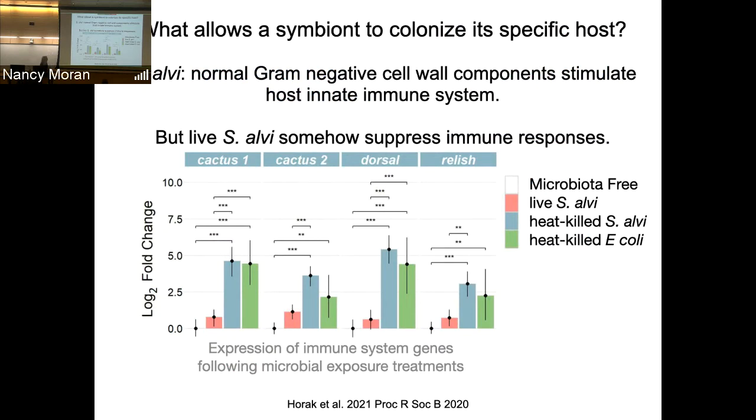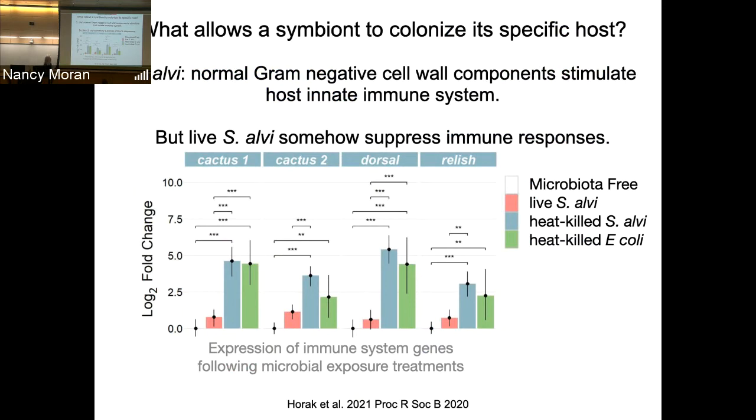Richard Horak, who was an undergrad in the lab, did his honors thesis on this. One thing that these bacteria do is they stimulate the immune system of the host. I haven't talked about that a lot, but if you have a gram-negative cell wall with peptidoglycan, it's going to stimulate the insect immune system, and the Toll pathway and the IMD pathway and all of that come into play. And so one issue about the host accepting a symbiont is, does the immune system exclude it or not? It's kind of interesting because if you look at heat-killed Snodgrassella or heat-killed E. coli and you give them to a bee, you stimulate, so that would be the blue and the green bars here, these genes that are in the IMD pathway, right?